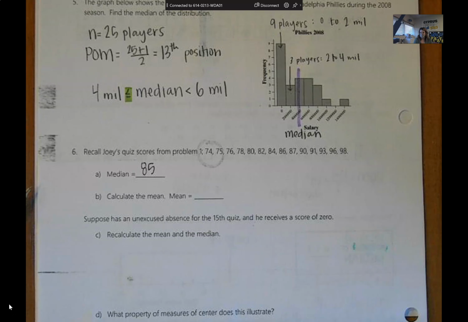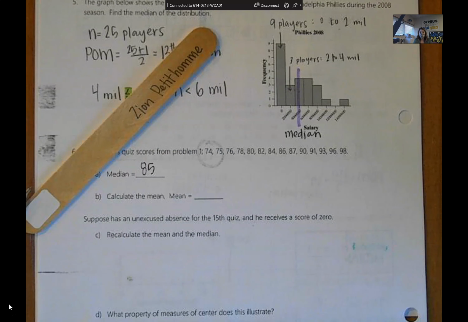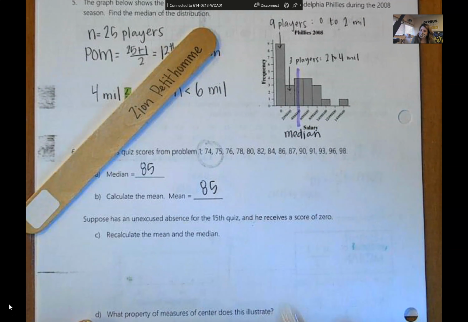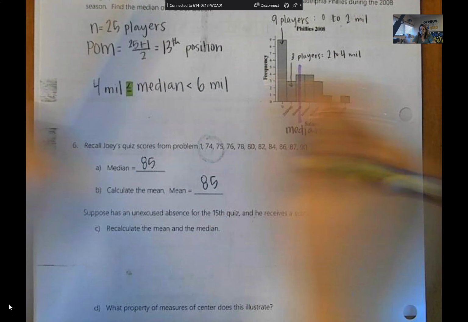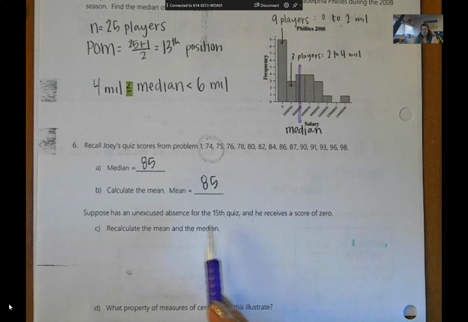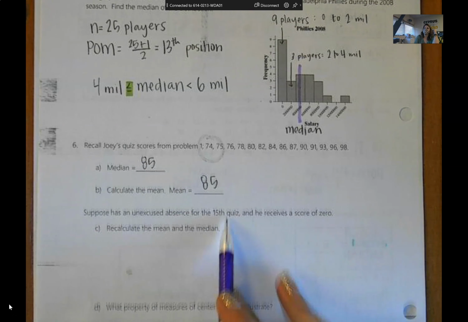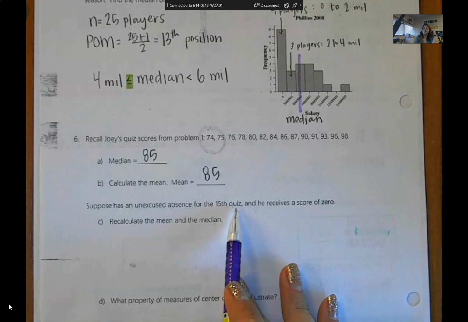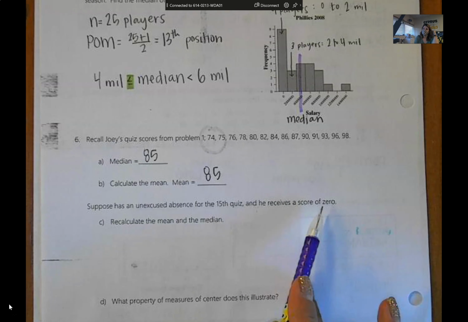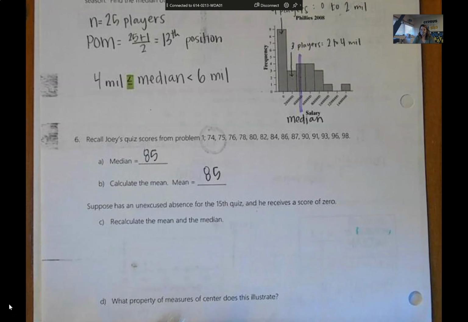Okay, it goes to Zion. 85. All that work for the same number. So for this set, his median and his mean are the same. Now suppose Joey has an unexcused absence for his 15th quiz and he receives a score of 0. Find the median and the mean again.